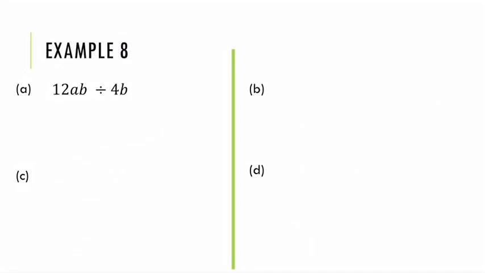In example 8, I've got 12ab divided by 4b. So 12ab over 4b. 12 divided by 4 gives me 3. A doesn't have another a to divide by, so that's still there. The b divided by the b would give me 1, so I'm only left with 3a.